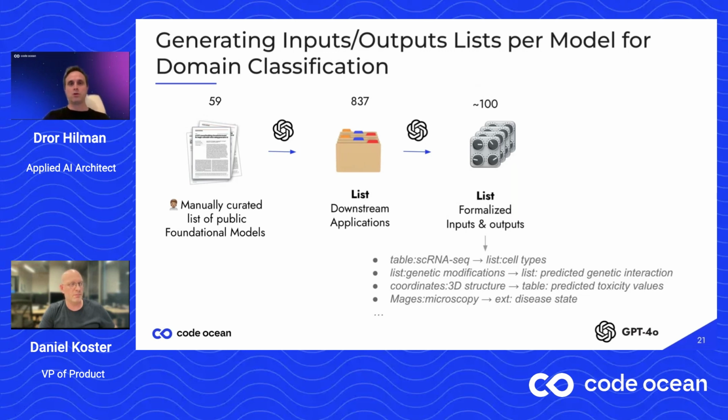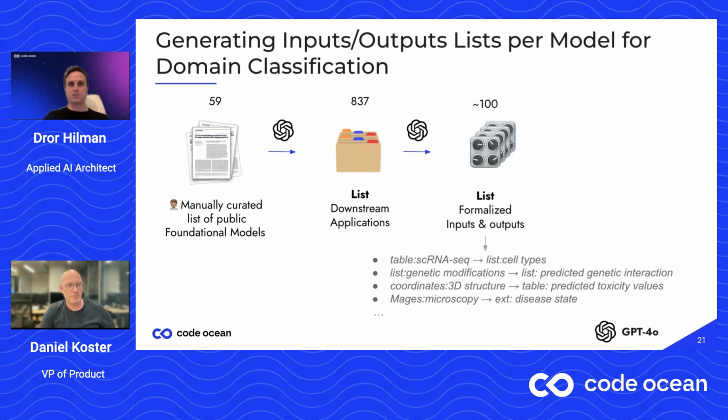And then you want to formalize it even more. And like Daniel said before, after a few trials, we figured out that the best way to cluster the models and say which models are in the same domain or in different domains is looking at the input and output. And you can also use GPT-4 to do that. And again, you put your downstream application into it and try to formalize the different inputs and outputs.